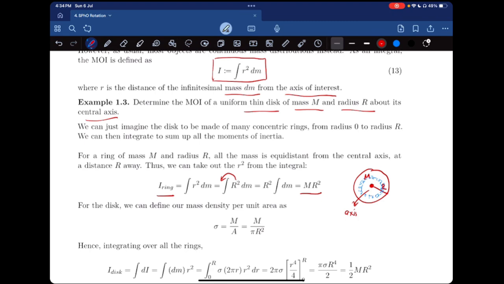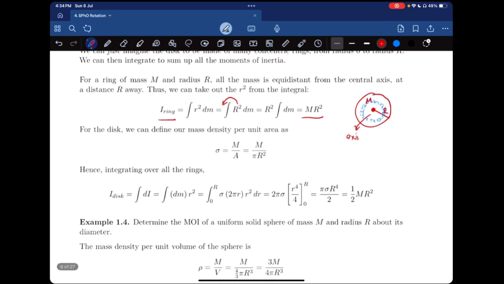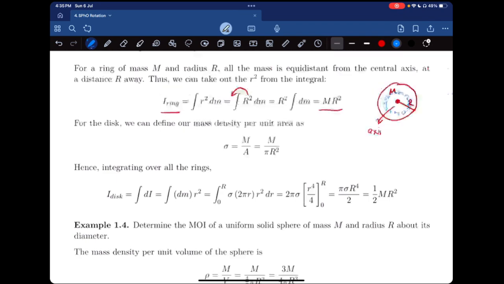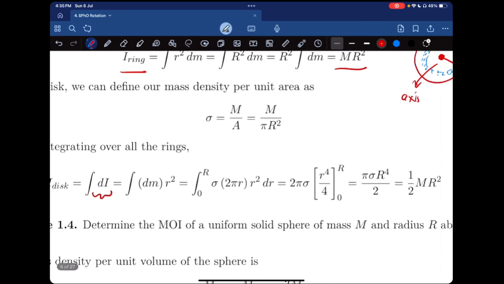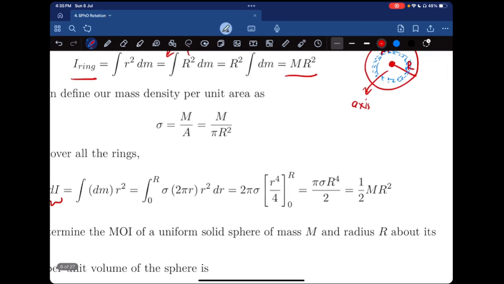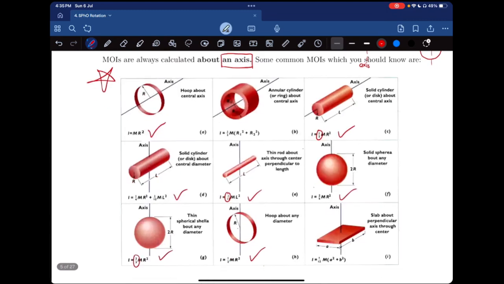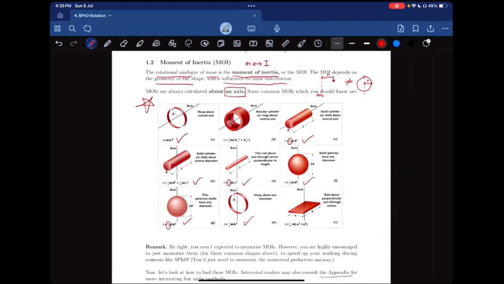Now we turn our attention back to the disk. We can define the mass density per unit area of the disk as such, so just M over A. This is like density but for area. You can then integrate over all the rings on the disk, which means integrating over all the infinitesimal dr's, and you can eventually get half MR squared, which is consistent with what is described. It's not described here, but it's consistent with what you should get.